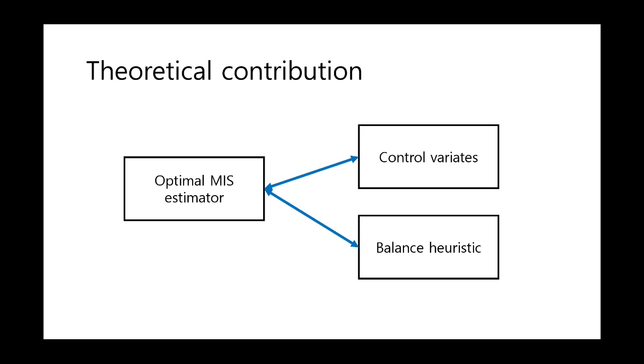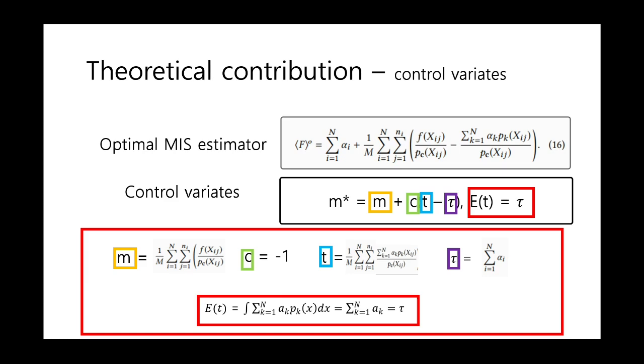Now I'm talking about theoretical contributions to the optimal MIS weight they induced. The first is that the optimal MIS estimator can be interpreted as control variates. And the second is the relation to balance heuristic. We can see that each term of the MIS estimator corresponds to each component of the control variates as follows.